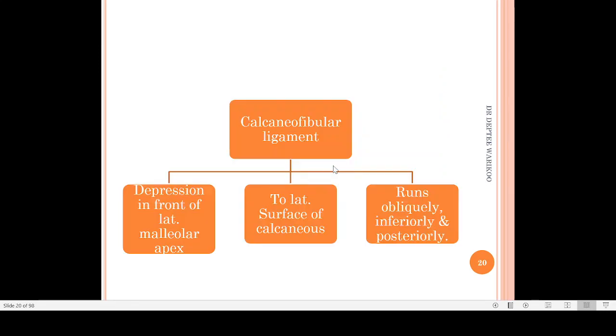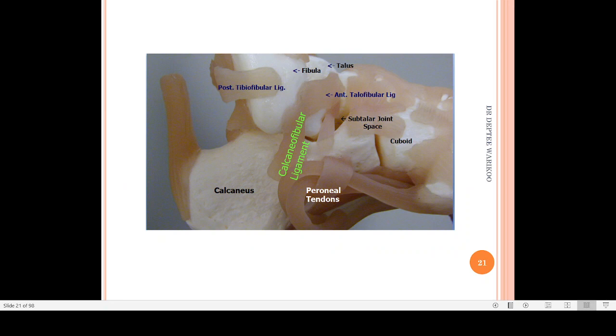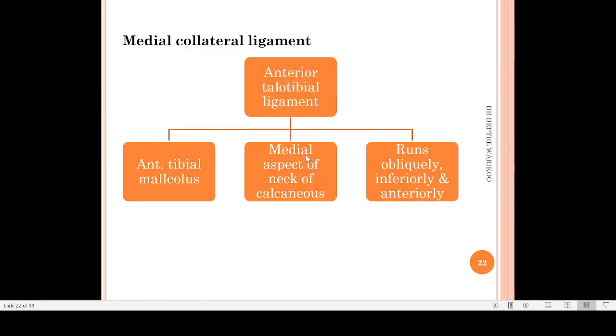Then we have the calcaneofibular ligament. It is present at the depression in front of the lateral malleolar apex to the lateral surface of the calcaneus. It runs obliquely, inferiorly and posteriorly. In this diagram, you could see the calcaneofibular ligament.